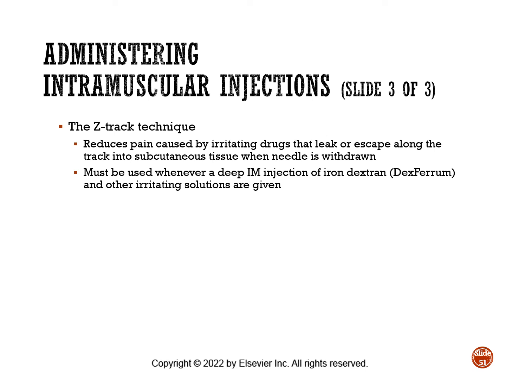Nurses are encouraged to use the Z-track technique. This will cause a needle track or a pathway in the shape of a Z. Use this anytime an IM injection is given to prevent any leakage and associated pain. The Z-track technique must be used whenever a deep IM injection of iron dextran and other irritating solutions such as hydroxyzine hydrochloride and several antipsychotic agents are given. Always check the drug insert that comes with the medication to see whether or not you need to do this. Or it could just be best practice to do this every time you perform an IM injection. For me personally, every time I perform an IM injection, I am using my Z-track method.